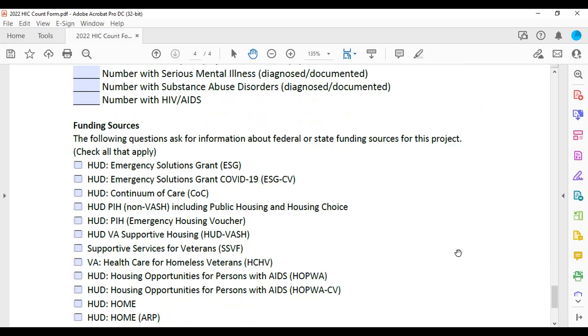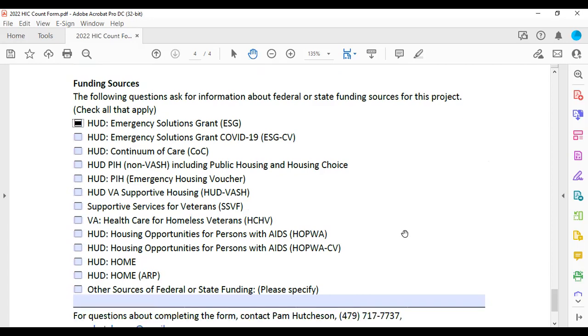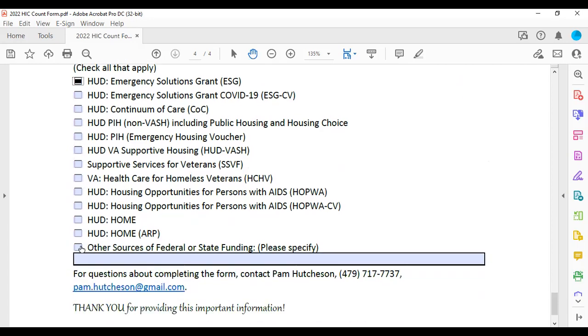And so down here, these are all the funding types, and you check all that apply. So for example, Kim, do you know the funding sources for your emergency shelter in Fayetteville? We do ESG, EFSP, and private funding comes through for some, but the main part of our funding is ESG and EFSP. Okay, so we're going to do EFSP and ESG.